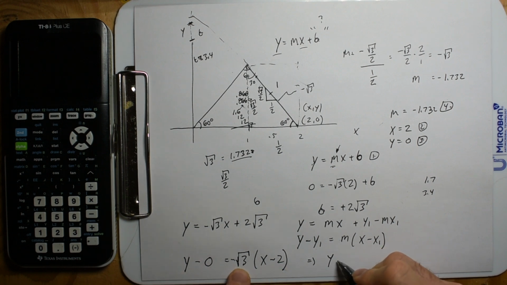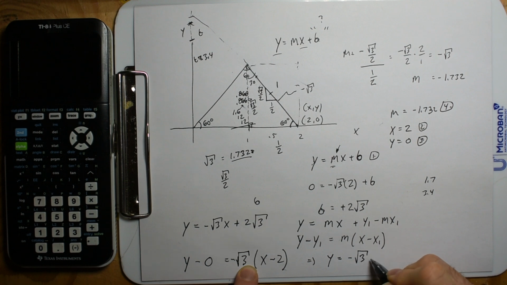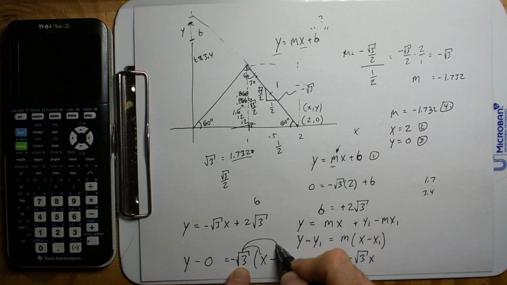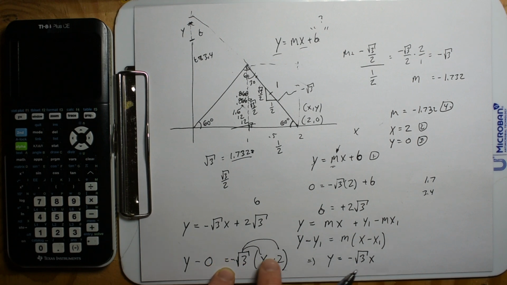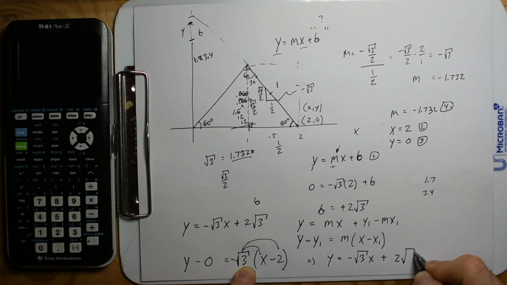So we're going to go y is equal to negative square root 3 x. Don't forget to FOIL this in. And we have a negative square root 3 x, and then a negative times a negative, so that's going to be a positive, plus 2 square root 3. And that's our answer.